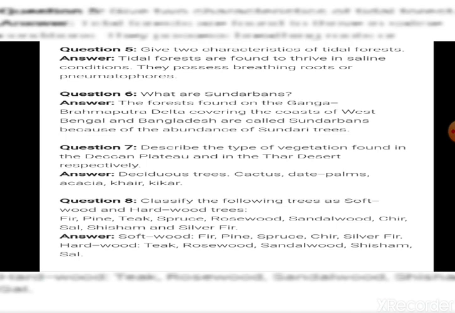Okay. Question number 8, classify the following trees as softwood and hardwood trees. Here they have mentioned the names of some of the trees: fir, pine, teak, spruce, rosewood, sandalwood, then sheesham, sal, sesame and silver fir. The answer is softwood trees are fir, pine, spruce, silver fir, whereas hardwood trees are teak, rosewood, sandalwood, sesame and sal. So these are some of the question answers from the chapter natural vegetation of India.